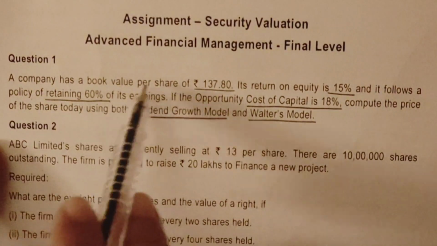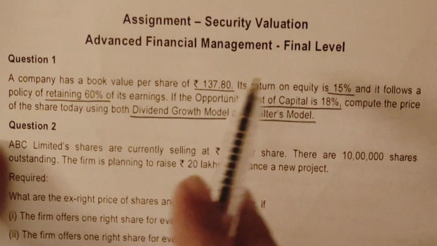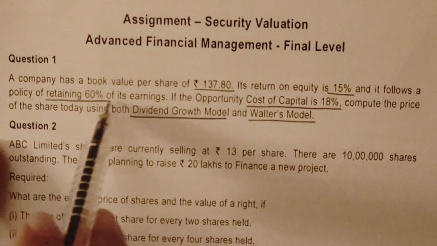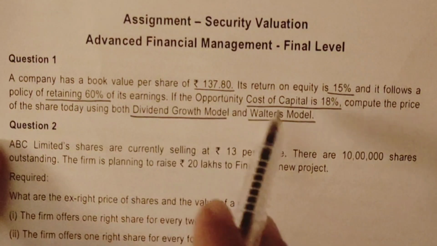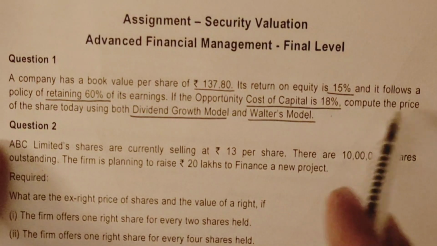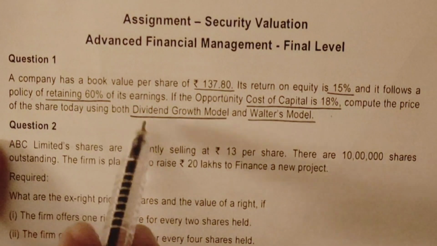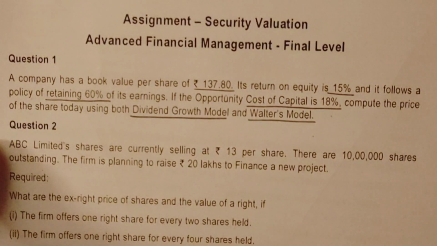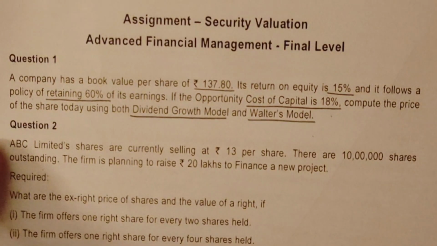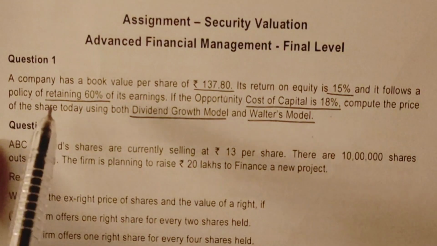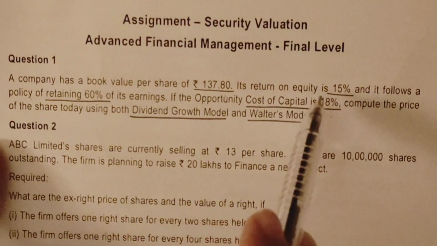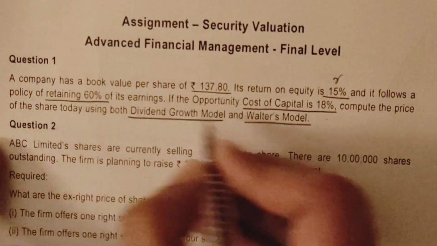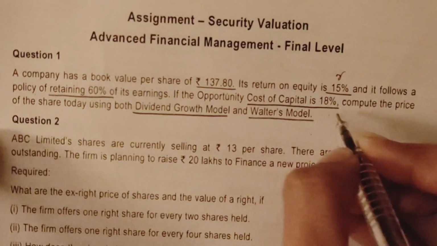A company has a book value per share of 137.8. Its return on equity is 15% and it follows a policy of retaining 60% of its earnings. If the opportunity cost of capital is 18%, compute the price of the share today using both the dividend growth model and Walter's model. So we have to use the dividend growth model and Walter's model to compute the price of the share. We have the book value per share, then return on equity R, then retention ratio 60% and KE 18%.